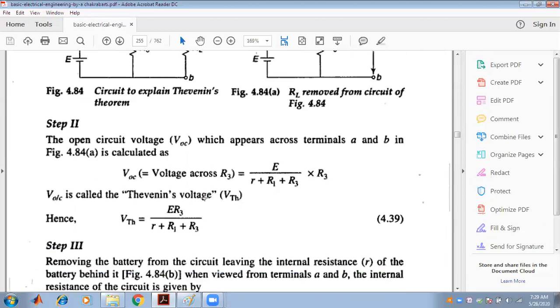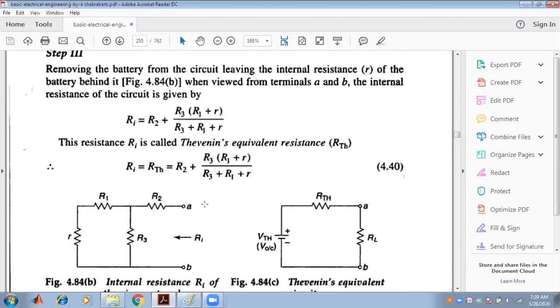The second part is that we have to look at all the independent sources. If there is a current source, it will be open circuited. If there is a voltage source, it will be short circuited, and we have to view from the terminal AB in order to find the RTH. That is RTH.